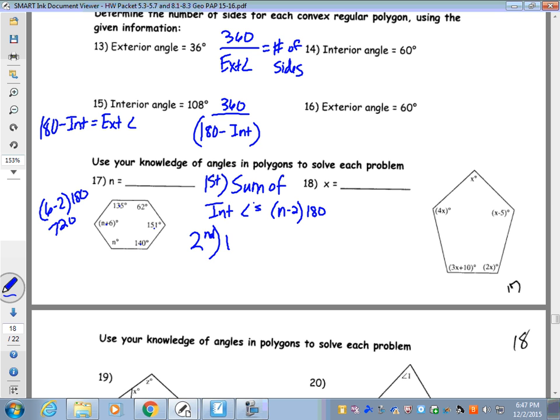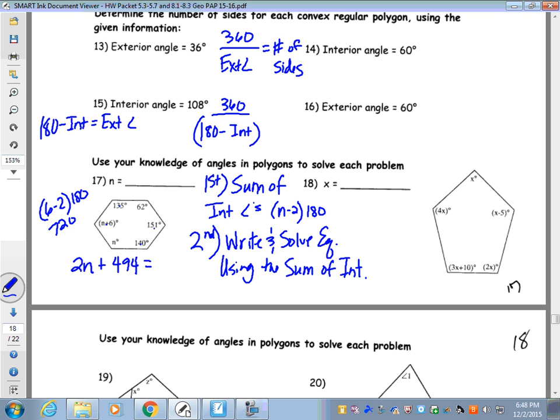Then second, you're going to write and solve an equation using the sum of the interior. So, for example, I would add up my variables and add up my constants, my numbers. This equation for number 17 would end up being 2n plus, when I add up all these numbers here, 494 equals 720, because that was the sum of the interior. The equation is always going to equal your sum of the interior.